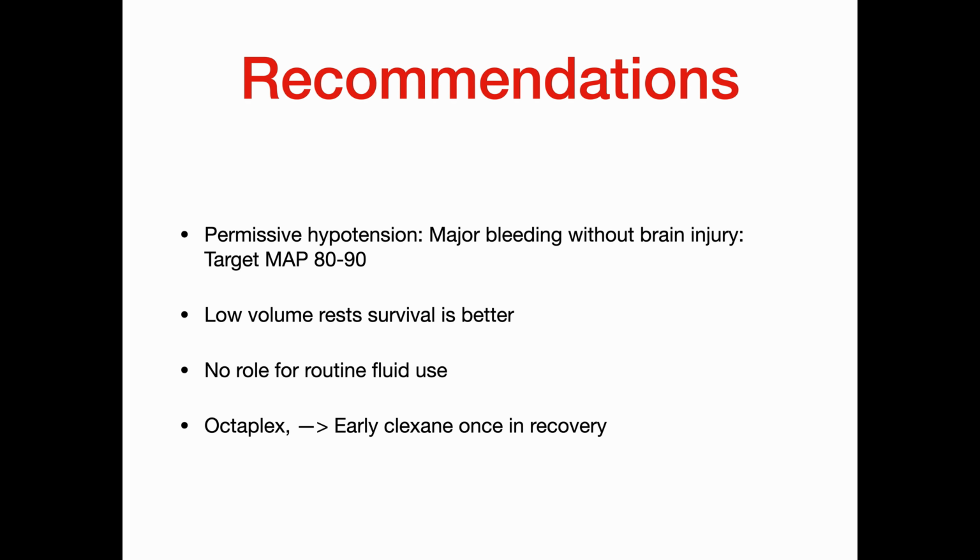Recommendations are the same as for the rest of the population. So if you are unable to actually do anything right away and you're able to get them to theatre, you are allowed to do permissive hypotension, where you try and avoid popping off a clot, which is stopping you from bleeding out, and maintain a blood pressure about 80 to 90 with blood and blood products. So basically low volume resuscitation, survival's better, and no such thing as routine fluid in the elderly trauma patient.